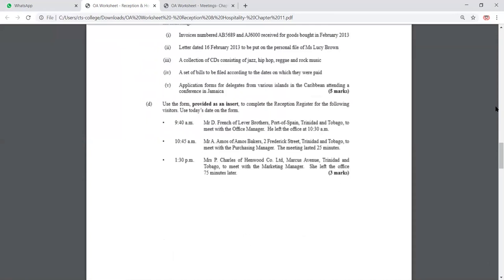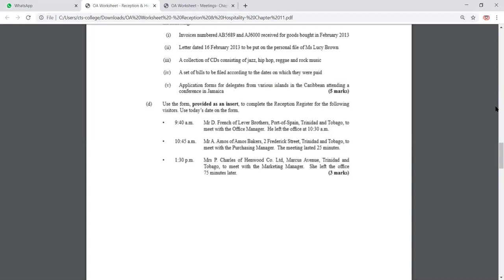If you look at your second column, it is the name of a visitor. Who is the visitor there? Mr. D. French. So under name of visitor, you are going to put Mr. D. French. Everybody has that? Yes, ma'am. Can I move forward? Okay.